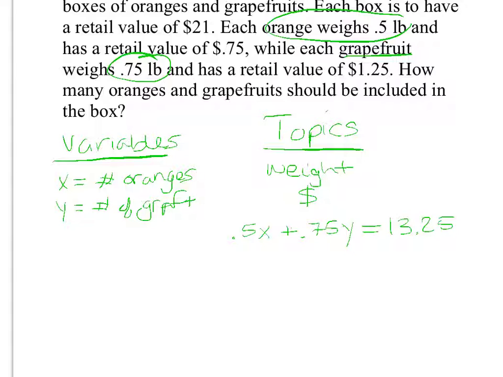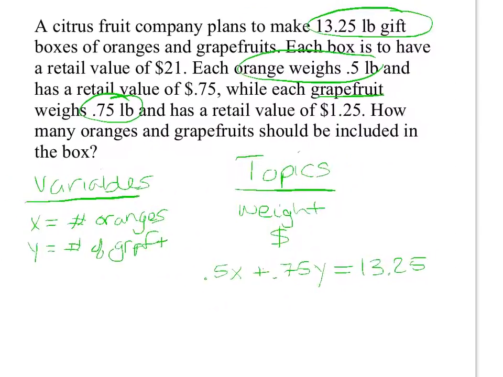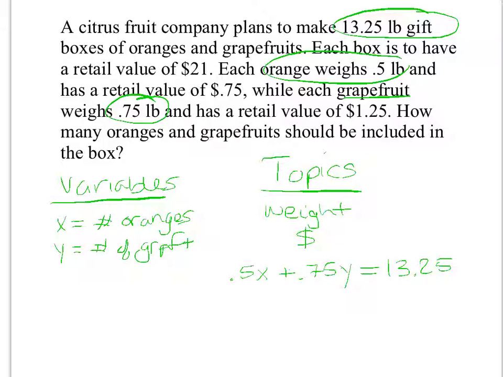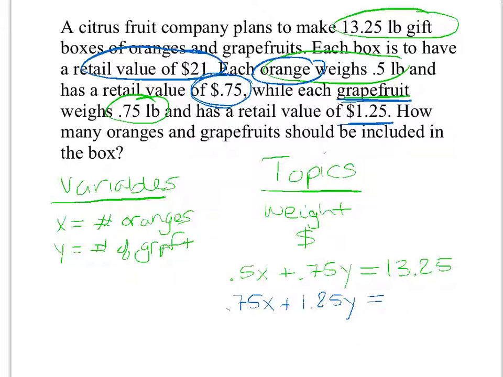Okay, then we move on to the other topic, which was price. Let me do that in blue to set it apart. Okay, so we want the whole box to be a retail value of $21. An orange costs 75 cents. And a grapefruit costs $1.25. So if we set that up, 0.75 times x will be how much all the oranges cost, plus $1.25 times y will be how much all the grapefruit costs, and that will equal $21.